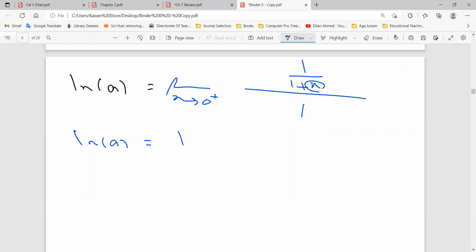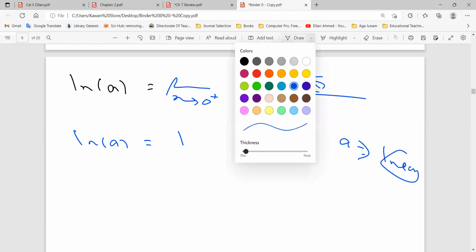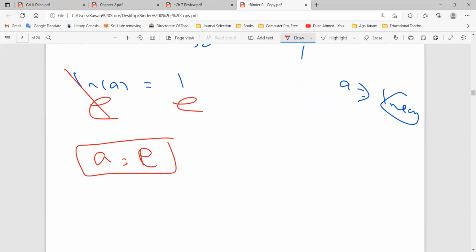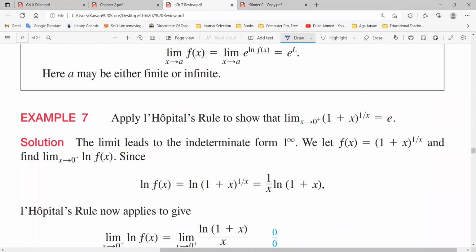Now I asked for A, but you gave me ln A. So how should we deal with that one? We take e for both sides, right? Then A will be e. A means the limit of here, when x approaches 0, is equal to e to the power 1, or e.